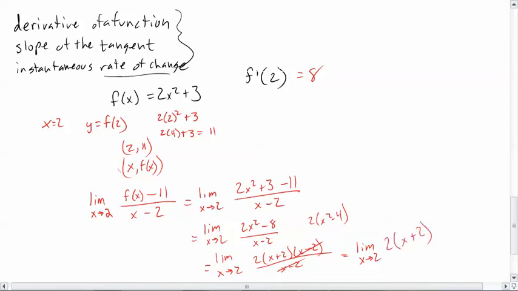At this point, since the denominator thing is gone, now I just put 2 in for x. So I go 2 times 2 plus 2, which is 2 times 4, which is 8. Looky, looky here, it's the same. There you go. So there's method number 2.